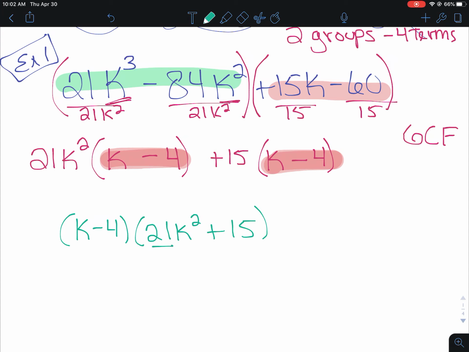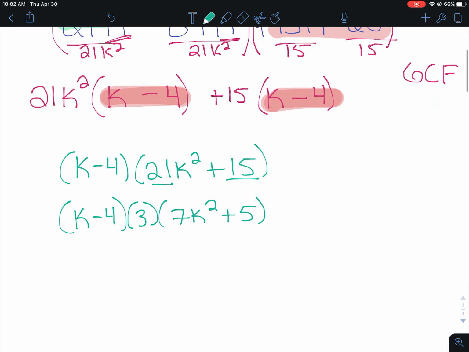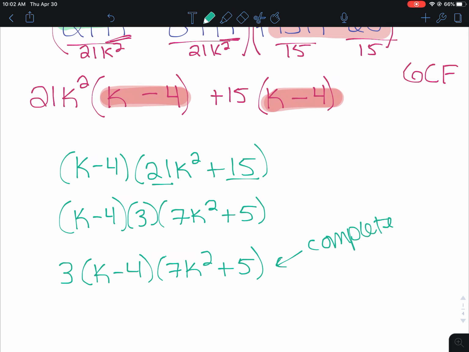If they said factor completely, then when I look at that, I also see 21 and 15. They have a common factor of 3. So I could take out the 3 and be left with 7k squared plus 5. And if I rewrote that, we usually want the number, just the single number in front. So 3 times k minus 4 times 7k squared plus 5. That would be my final answer. Okay, that would be completely factored.